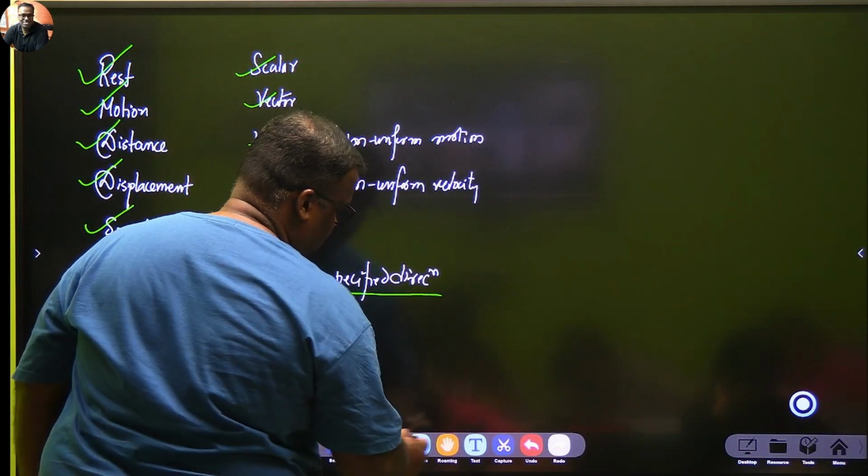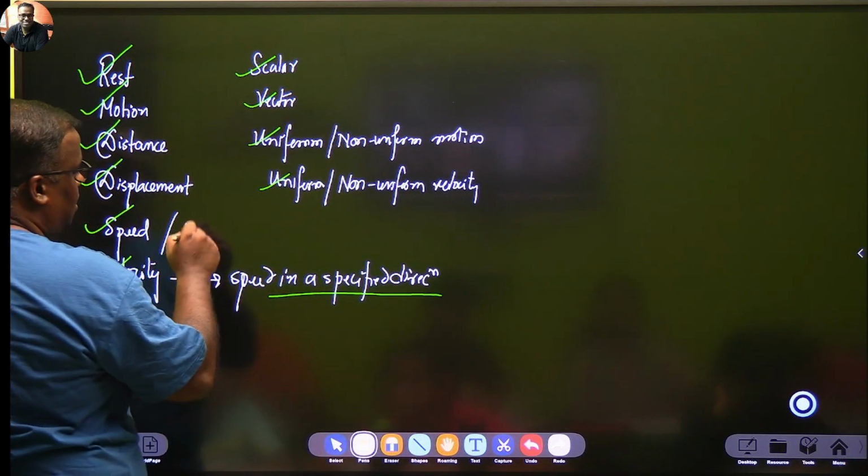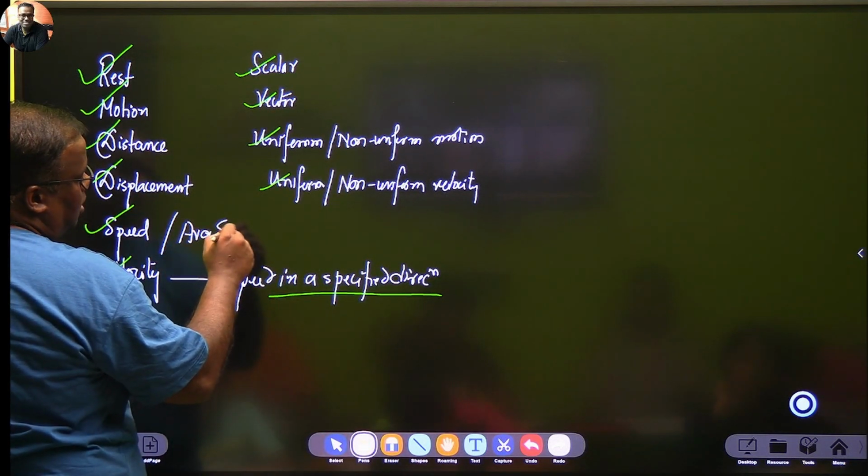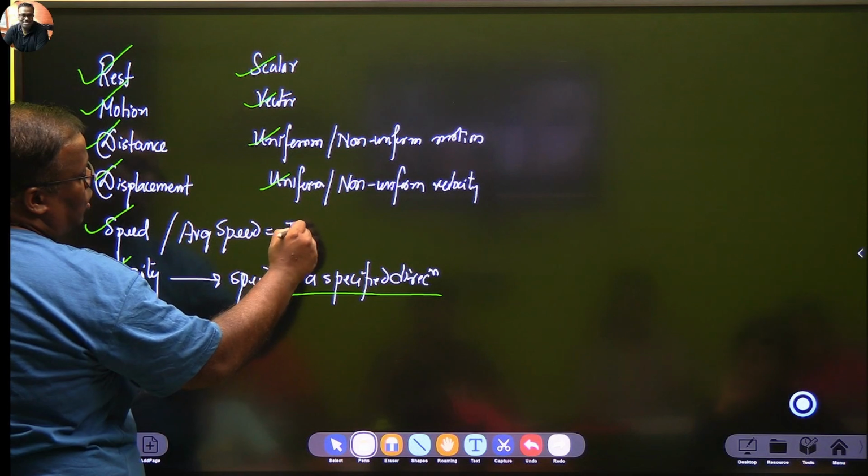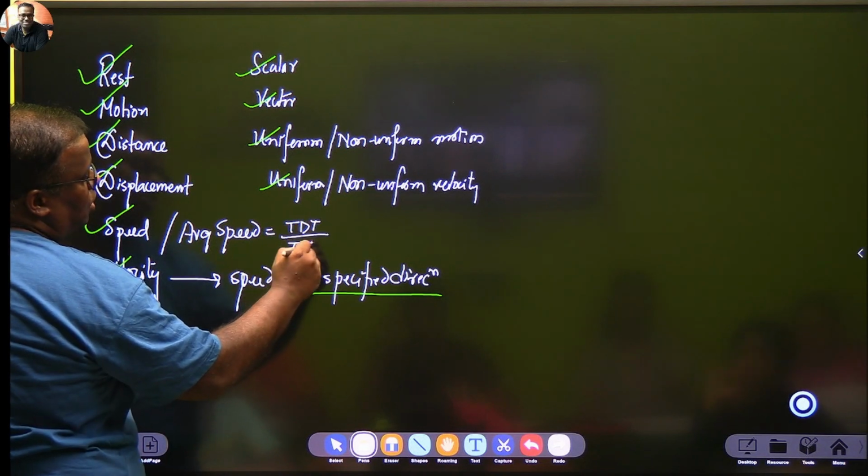I forgot. That was average speed with the formula total distance traveled by total time taken.